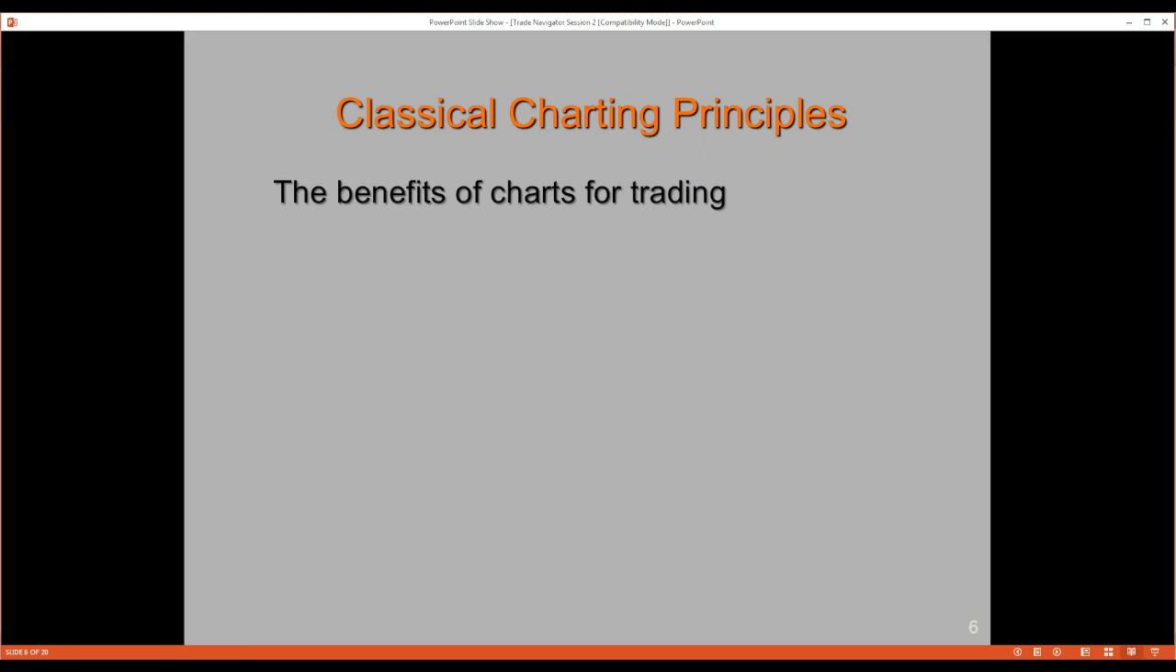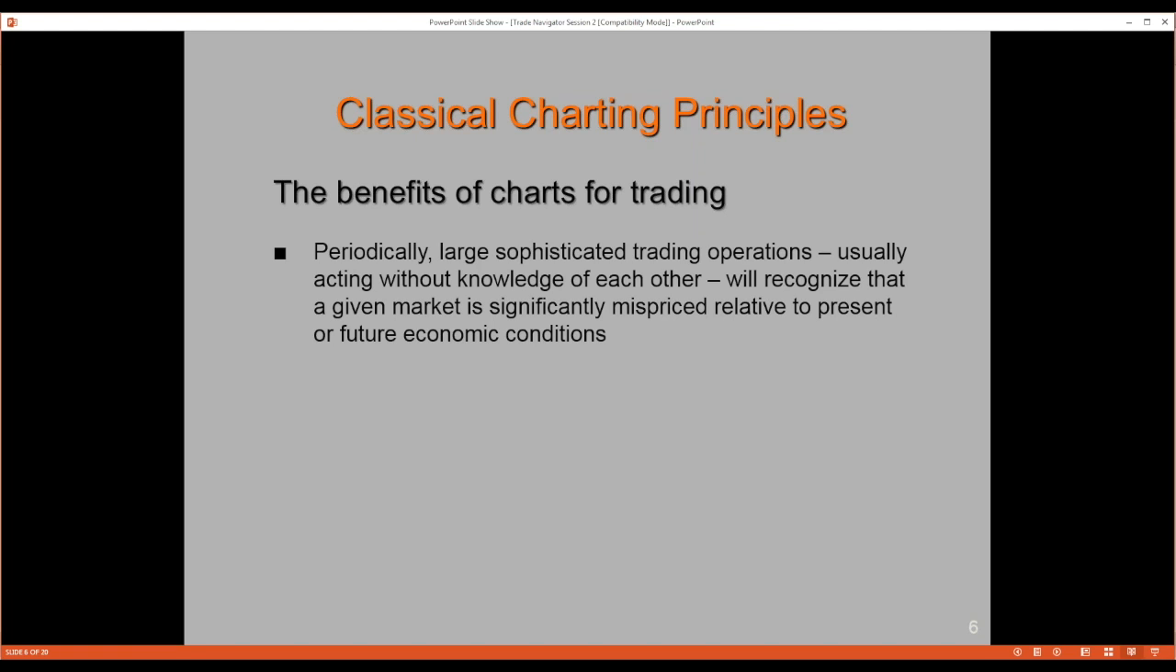There are benefits of charts for trading, and I'll touch on what I view they are, at least from my standpoint. Why do I chart? Why do I keep charts? Why do I look at charts? Periodically, large, sophisticated trading operations, and they may be in different parts of the world, more often than not are acting without knowledge of each other. They don't even know of each other. They may know the firm, but they don't know they're doing the same thing in the market.